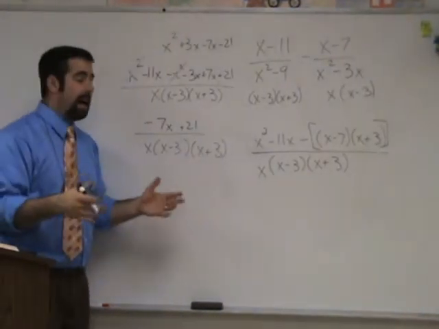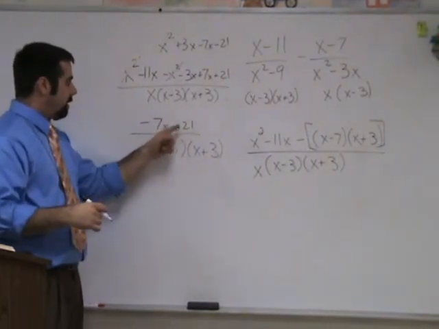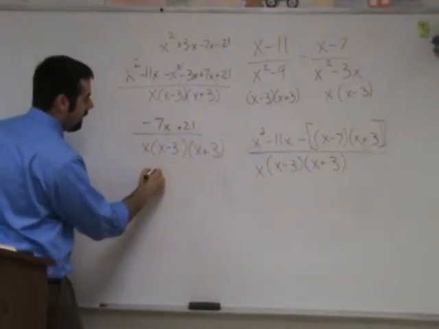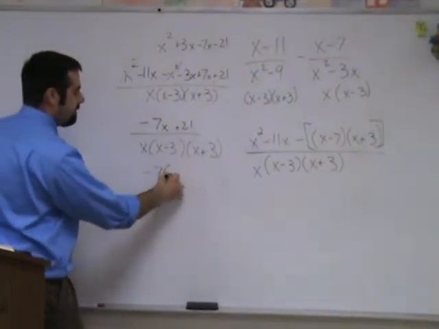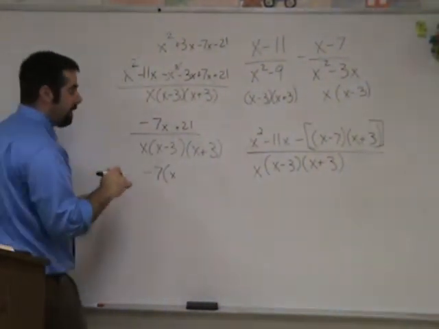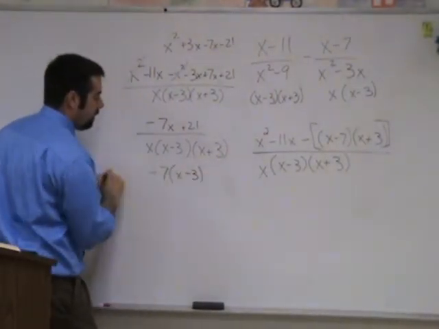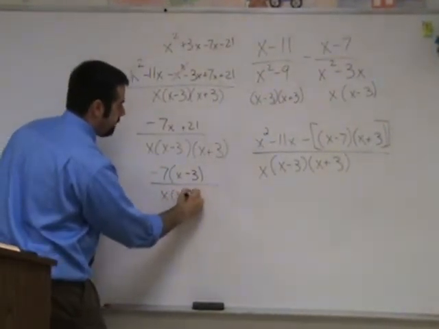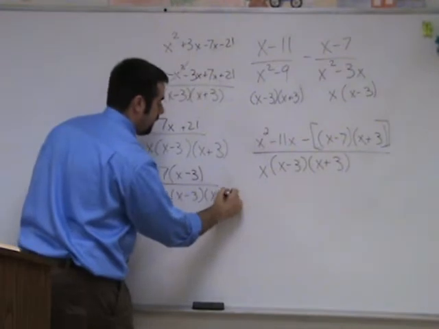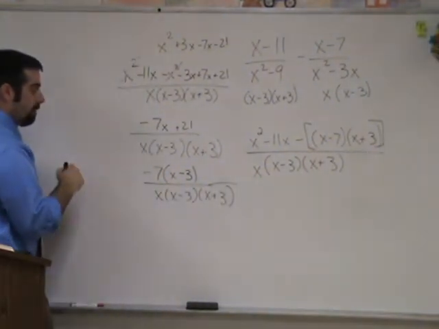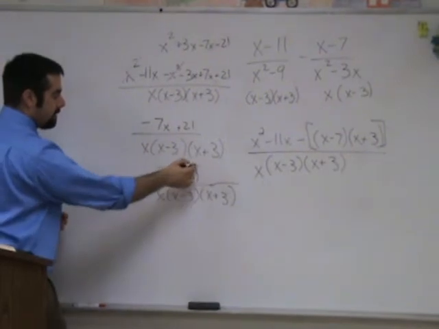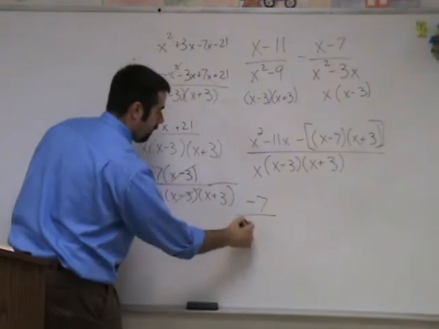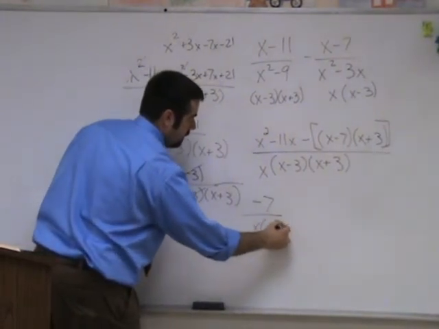Last thing I'm going to do is see, can I do any sort of factoring? Notice in the numerator, I could pull out this negative 7. So I'm going to divide everything by negative 7. So I've got negative 7 times positive x. If I divide 21 by negative 7, it gives me negative 3. Negative 3 times negative 7 would be positive 21. Over x, x minus 3, x plus 3. Now notice I have the x minus 3 on both the top and the bottom, so I'm left with just negative 7 over x times x plus 3.